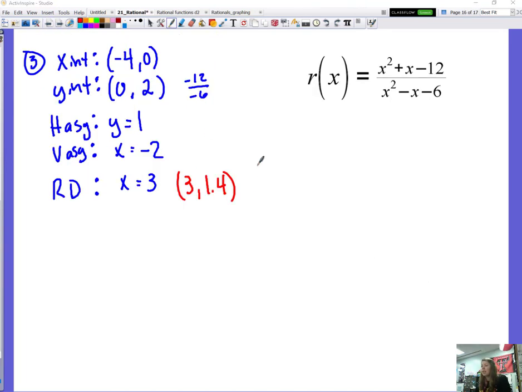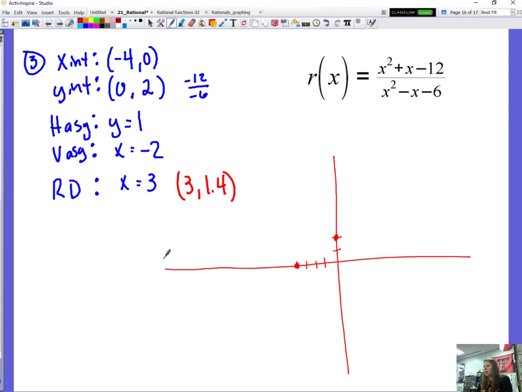Alright, now we're going to look at number 3. Number 3 has an x-intercept at -4, a y-intercept at 2, a horizontal asymptote at 1, and a vertical asymptote at -2. So at -4, graph our x-intercept. Our y-intercept is (0, 2), so we'll graph that intercept.